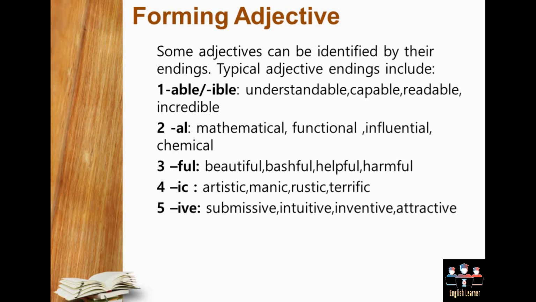Number 5 is ive. So this set of letters is going to be added at the end of a noun, then it will make an adjective. Like submissive, intuitive, inventive, attractive.